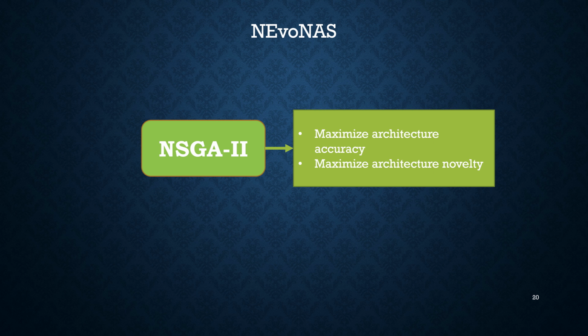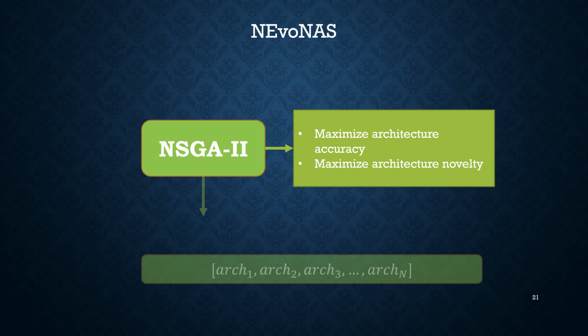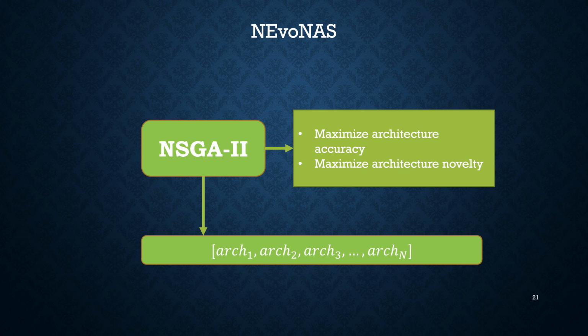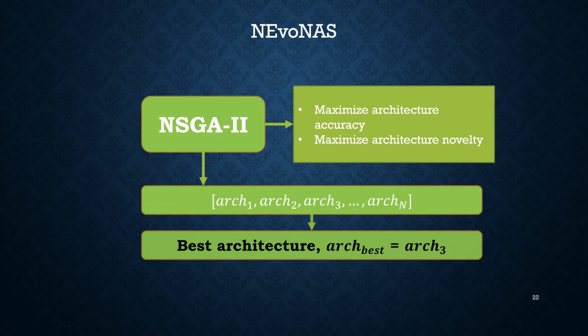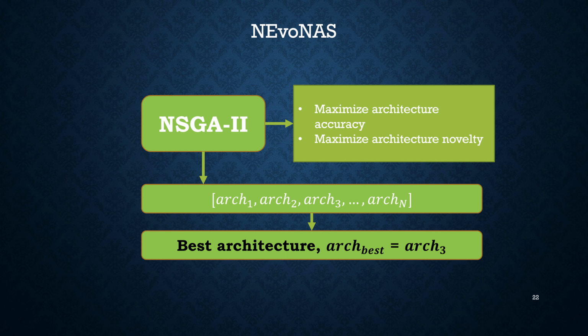We use the NSGA-II for solving the multi-objective problem. So the NSGA-II will provide a set of architecture at the end, which would be a diverse set due to the one objective being maximizing the architecture novelty. And lastly, we choose the best architecture out of the set of architecture. So we have designed an algorithm that gives us a set of architecture in just a single run.